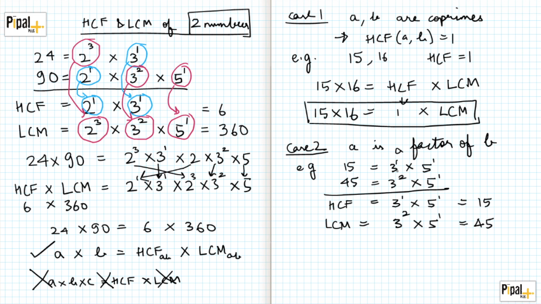Isn't it interesting to see that in case 15 is a factor of 45 and I have to find their HCF, then the HCF is the smaller of the two numbers, and the LCM is the larger of the two numbers. That's because if A times B equals HCF times LCM, and the HCF is equal to A, then obviously the LCM is going to be equal to B. So the second result is: if A is a factor of B, then the HCF is A, the smaller number, and their LCM is B, the larger of the two numbers.